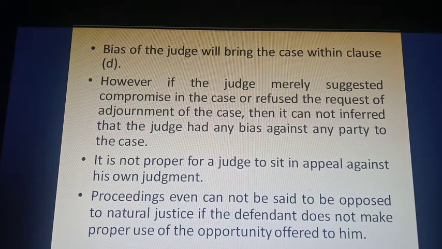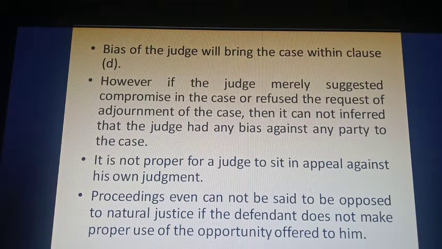From all the discussion, it is clear that bias of the judge will bring the case within clause number D of section number 13 and will make the judgment void and unenforceable. But it is very important to see that if the judge merely suggested, I repeat, if the judge merely suggested a compromise in the case or merely refused the request for adjournment of the case, then it cannot be inferred that the judge had any bias against any party to the case.